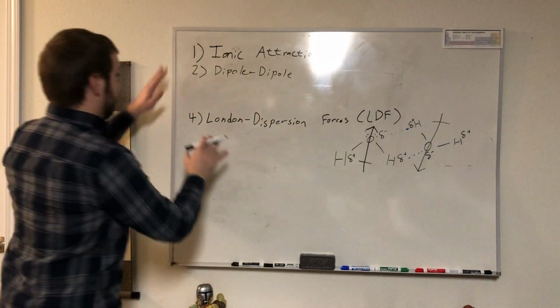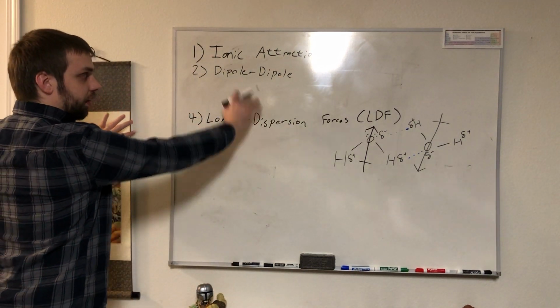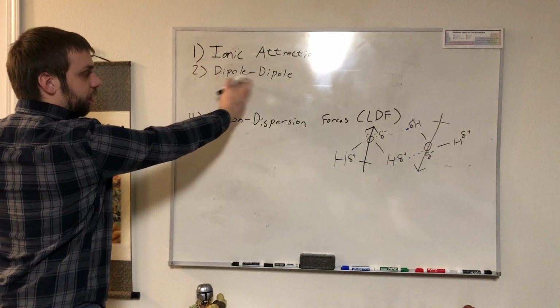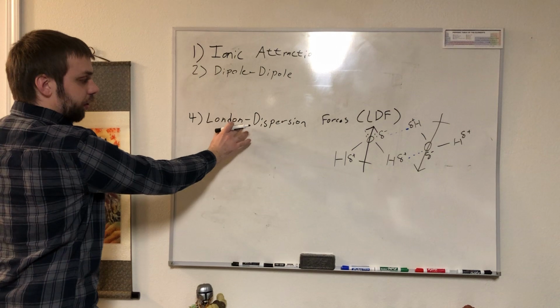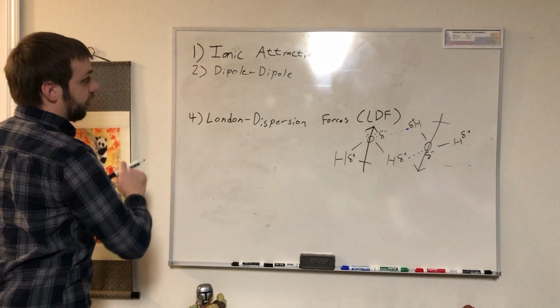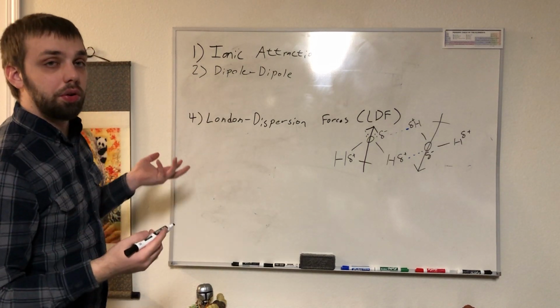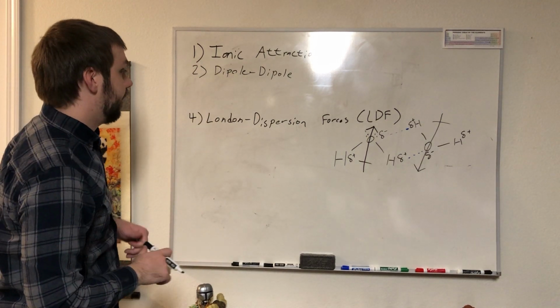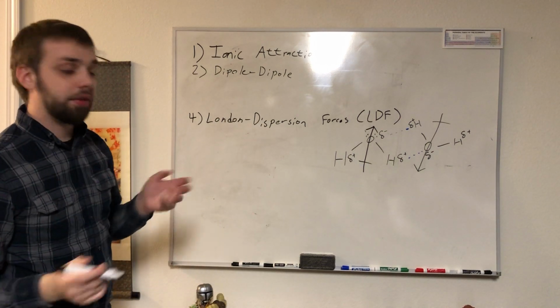And as the numbering here is suggesting, as I had mentioned earlier, these are the weakest, these are the strongest. These here are a little in between. They're significantly stronger, generally speaking, than London dispersion forces, but they are weaker than ionic attraction. And again, they require a polar covalent bond, and they work just based on dipole interaction, or just electrostatics.